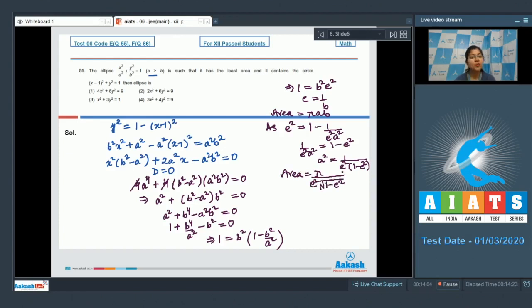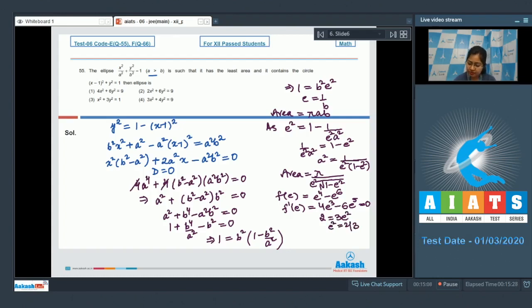So this is the area and it should be least, which means the denominator should be maximum. Let us say f(e) is equal to the square of the denominator, that is e⁴ − e⁶. So this should be maximum, which means f′(e) should be equal to 0. That is 4e³ − 6e⁵ = 0. Dividing by 2e³, we have 2 − 3e² = 0, that is e² = 2/3.